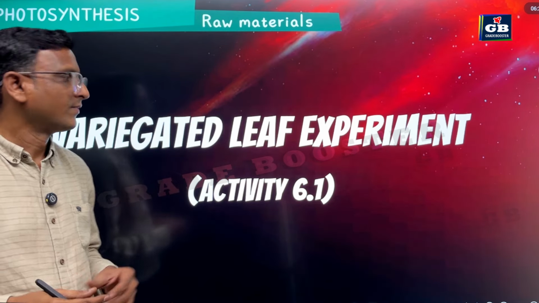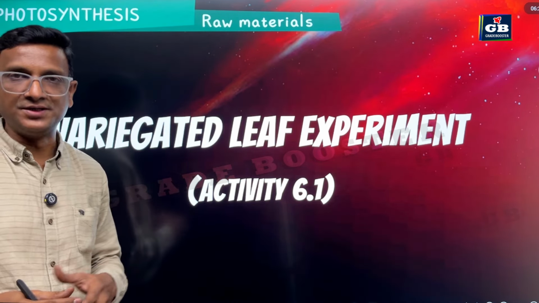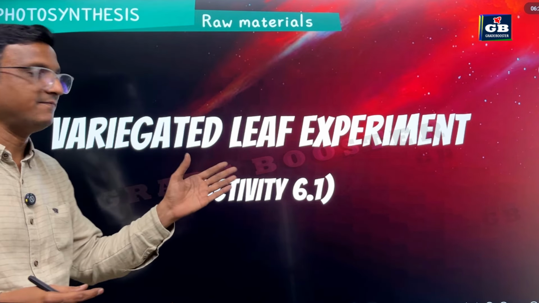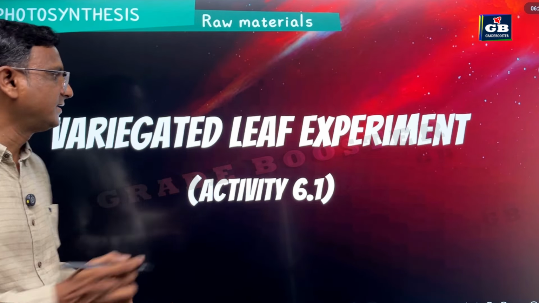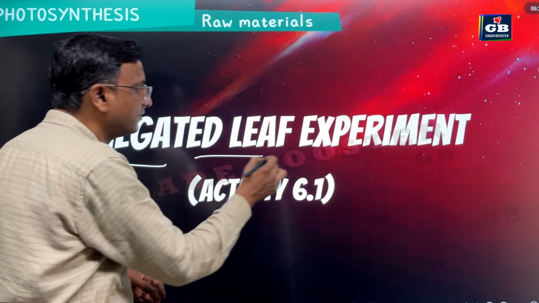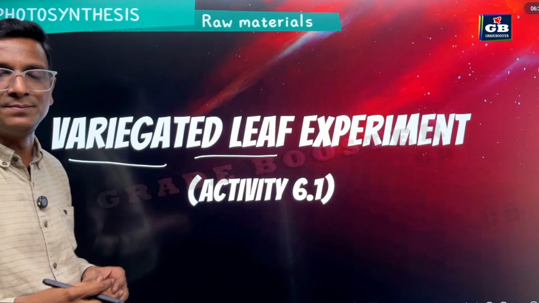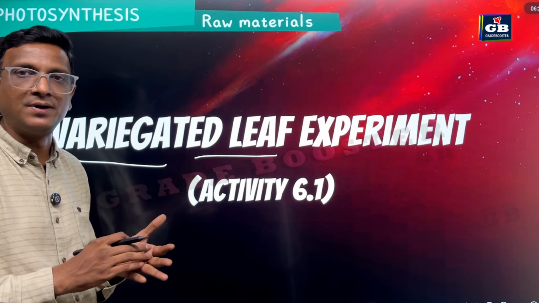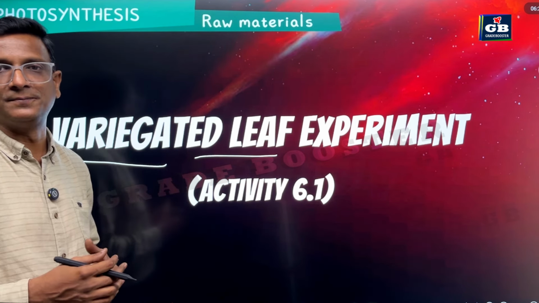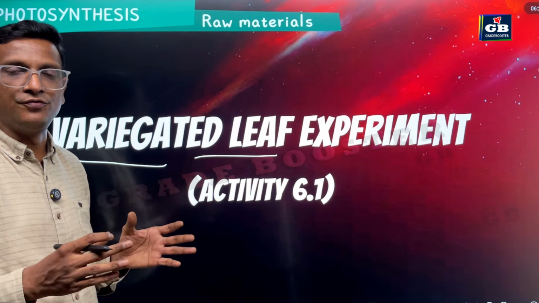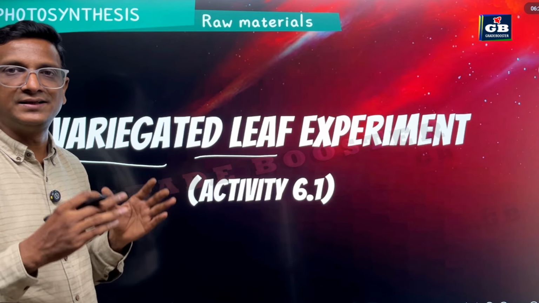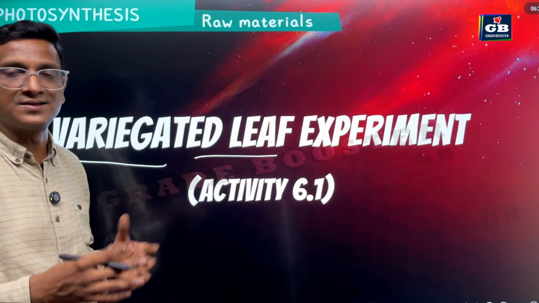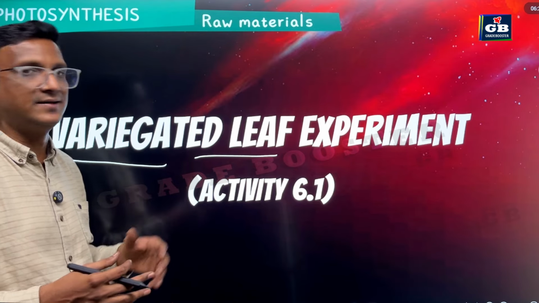Next, variegated leaf experiment. What is this variegated leaf experiment? So variegated leaf means a leaf with white and green patches. That means the leaf has chlorophyll in some parts, and some parts do not contain chlorophyll. Where there is no chlorophyll, that part is white, and where there is chlorophyll, that part is green. Such kind of leaves are called variegated leaves.